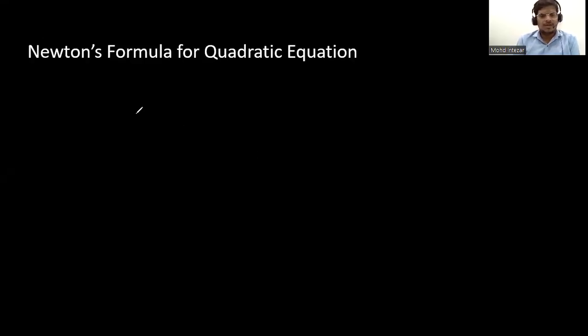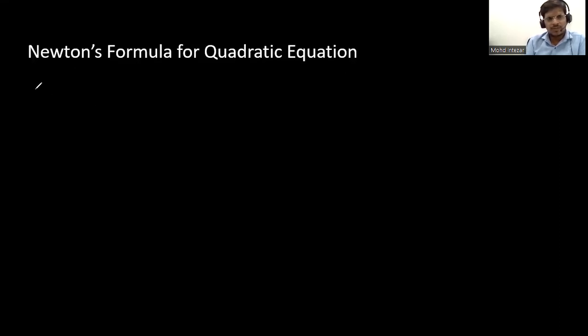Hello. So today we are going to discuss Newton's formula for quadratic equation. It is a very important formula, and many times questions have been asked in JEE Mains based on this formula. In 2015, a question was asked. In 2020, a question was asked. So very often the questions are asked based on this formula. So we are going to discuss what Newton's formula for quadratic equation is.